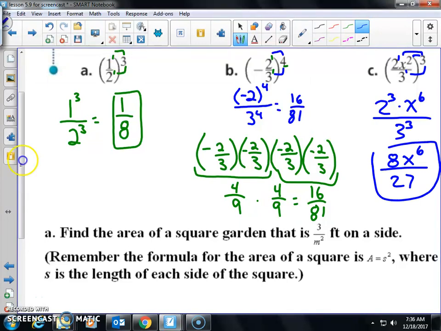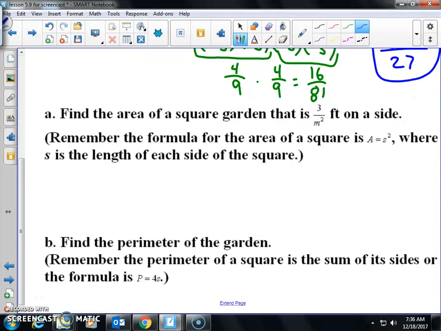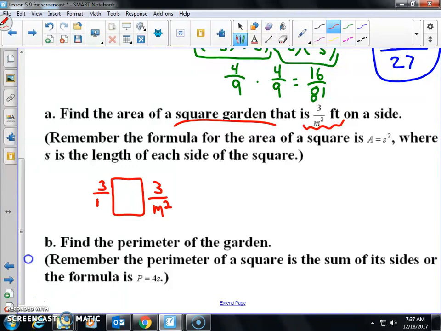And that takes us to our word problem. Remember, anytime you have a word problem, slow down, read it out, think about the pieces. First thing they tell me, it's a square garden, so drawing a square would be very helpful. Now, most times on a square we say, oh, it's 8 feet on a side or 2 inches on a side. Well, they gave us a crazy measurement. They said it's 3 over m squared. And since it's a square, we know every side is 3 over m squared.